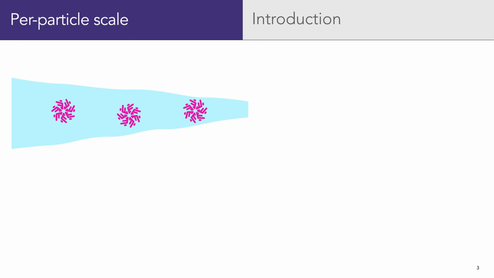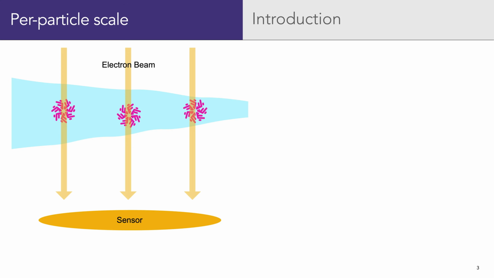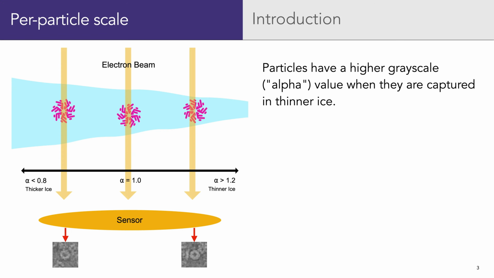Here I have an illustration of a cryo-EM sample from the side. So if you can imagine, the electron beam goes down through the sample, it hits the sensor below, and an image is captured. You'll notice in the sample, the ice towards the left is significantly thicker than the ice on the right. This means more of the signal from the electron beam will be blocked by the thicker ice, and so particles at that location will look a little noisier, and will not include as much detail as particles captured in thinner ice. In CryoSPARC, we call this per particle grayscale, or alpha.